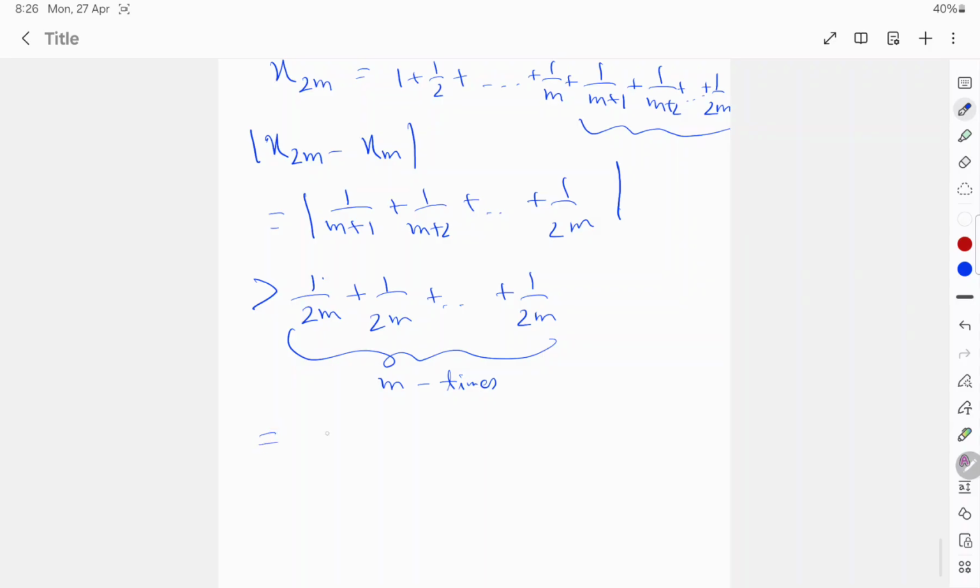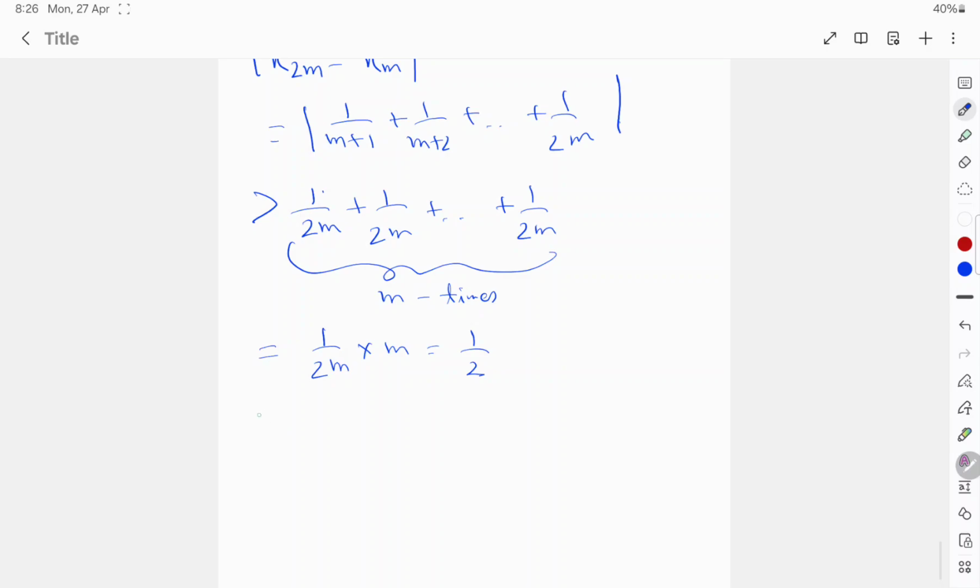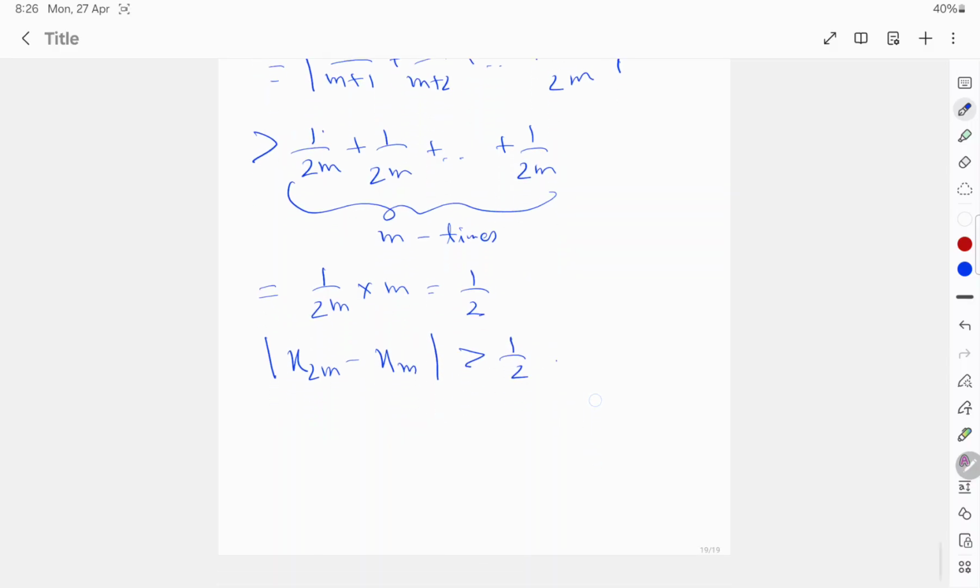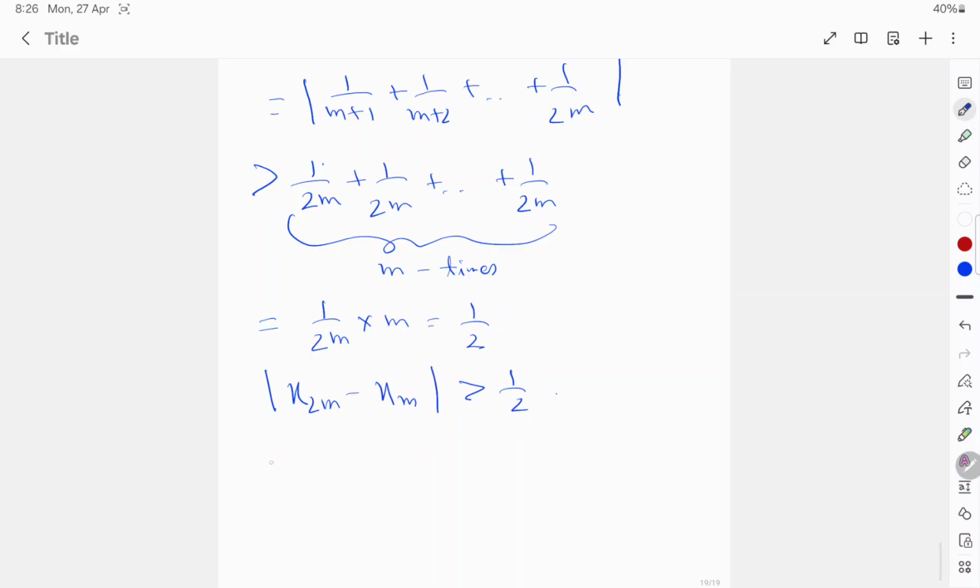So from there you are getting basically 1 by 2m times m, so this is basically half, right? So modulus of x to the power 2m minus xm is greater than half, okay? So you can think you have x, what you have to prove? xm and xn, this is less than epsilon you have to show, right, to prove the Cauchy one.